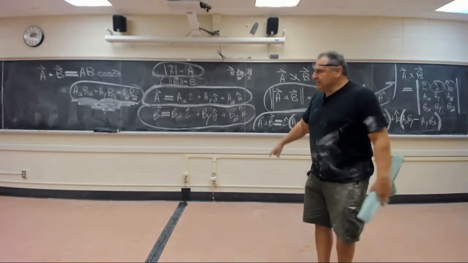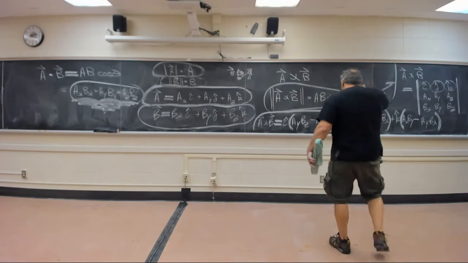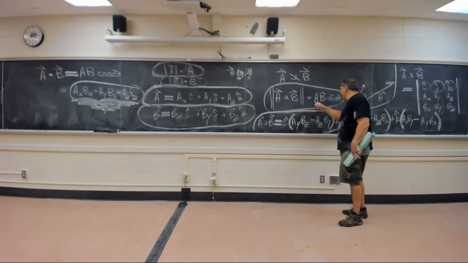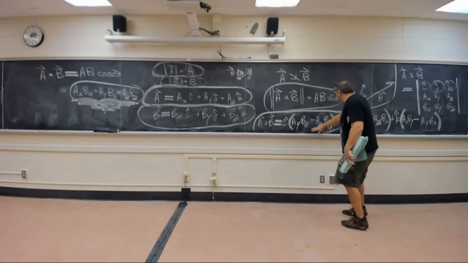How big is it? Even though it's a big mess, it's as big as the product of the magnitude of A and the magnitude of B times the sine of theta between them. The product of these two magnitudes times the sine of theta will give you how big this thing is.